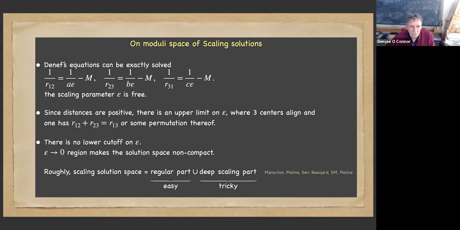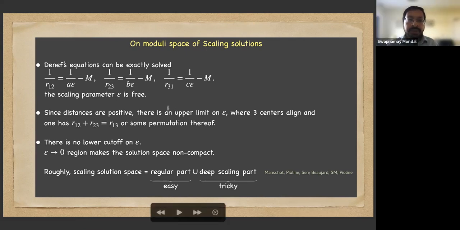Go ahead. Okay. So there is an upper limit to this epsilon, where, and it so happens if you work stuff out, you'll find that in this upper limit, the three nodes become collinear.